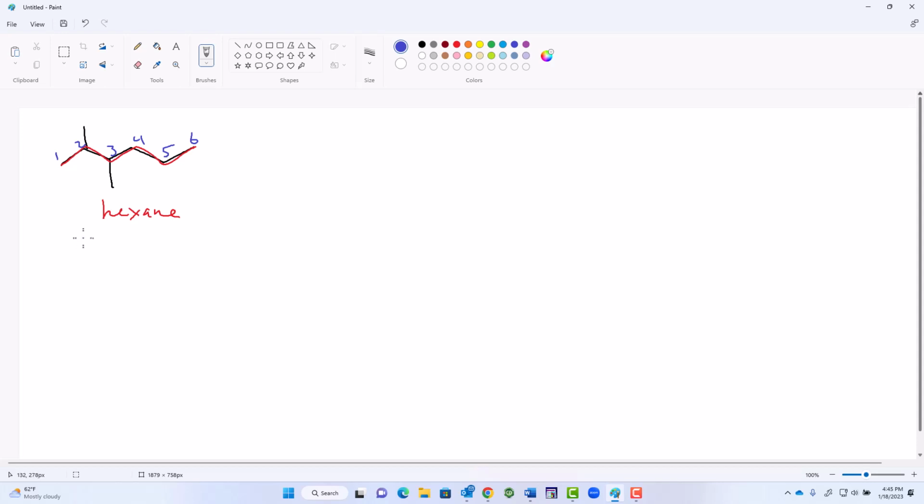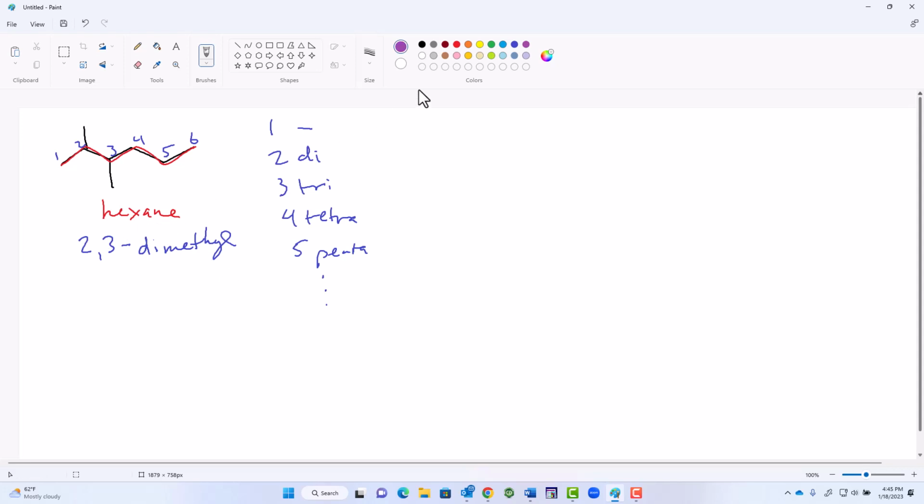And we would do this by writing it as such. So we have 2, 3, and then since we have two methyls, we would put the prefix dimethyl. These prefixes would be: 1 would be no prefix, 2 would be di, 3 would be tri, 4 would be tetra, 5 would be penta, and so on, trailing up to deca for 10. So we have 2,3-dimethyl, and then we have hexane.